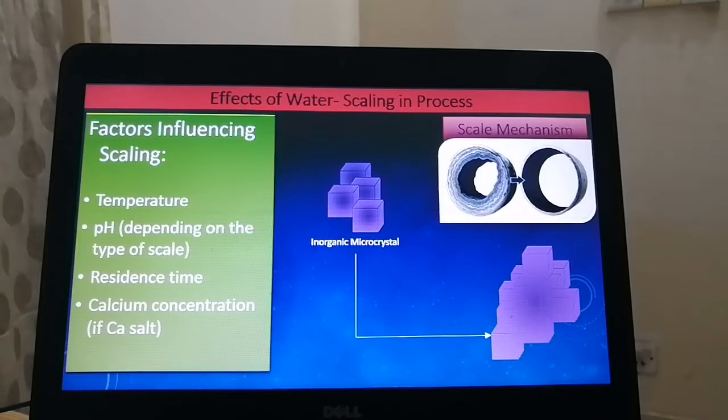Shahid Jaman, welcome to our water chemistry class. Thank you. Today we are discussing the effect of water on process, especially scaling.